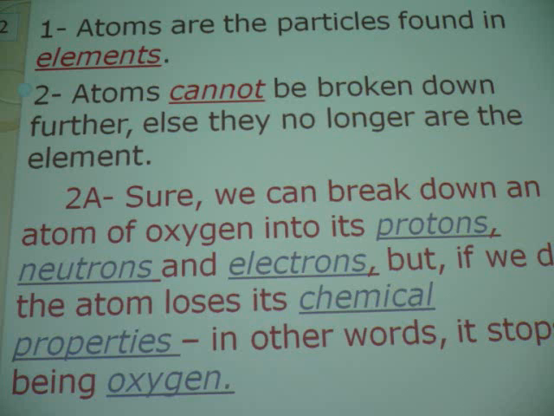But the main thing is, you can't get below the atom. You can, but you lose the structure, you lose the element. And that's what A means on there. I can break it down further, but I no longer have what I had before I started.